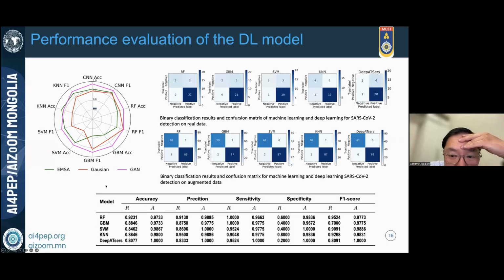But on the augmented data, deep learning shows much better results. This table summarizes the binary classification results for all models trained on both the real and the augmented data. R means the real data, and A means the augmented data. On the augmented data set, deep learning is best, with perfect scores. It reached 1.